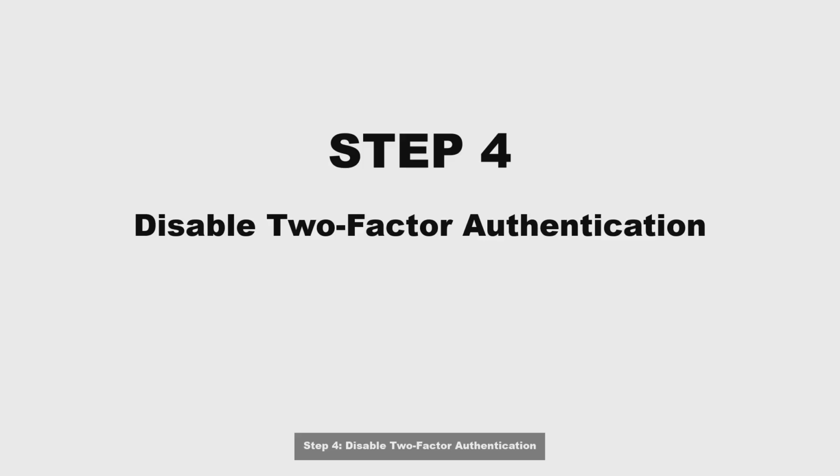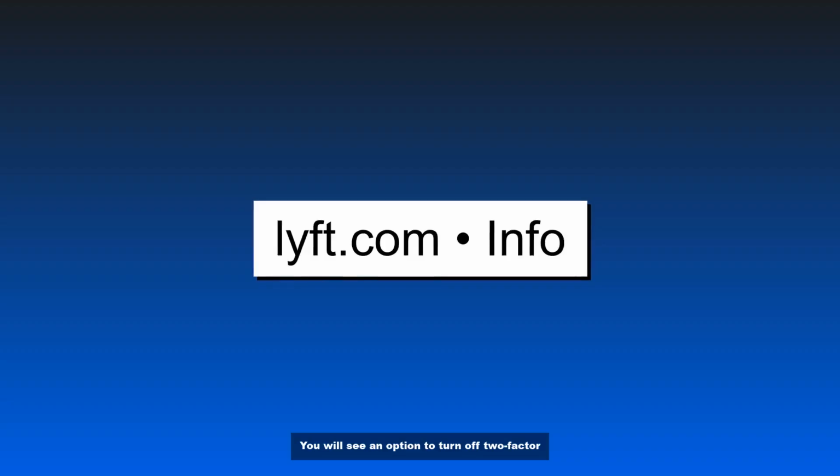Step 4. Disable two-factor authentication. You will see an option to turn off two-factor authentication. Toggle the switch or select the option to disable it. You may be prompted to confirm your choice.